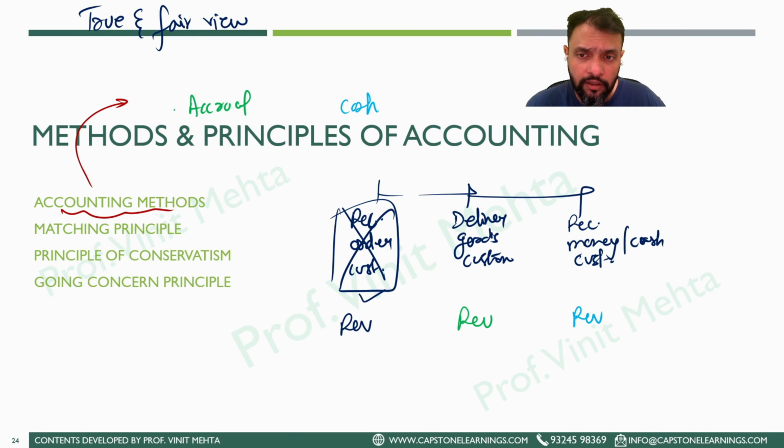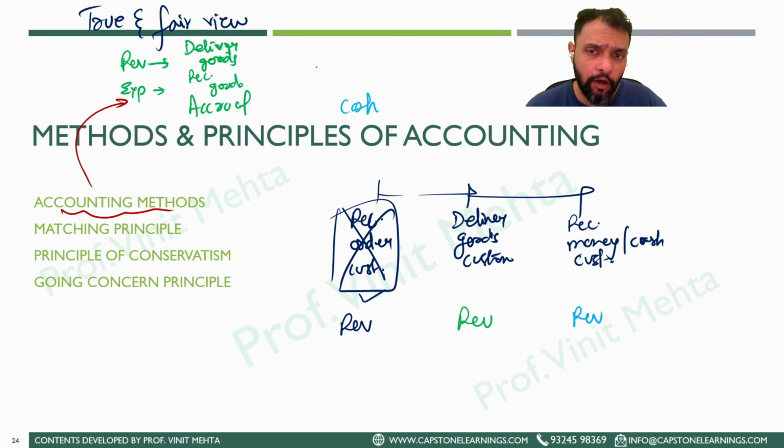So accrual accounting says, listen, you recognize your revenue on the day you deliver the goods or services, whatever it is, not when you receive the money. And expenditure, the day when you receive the goods and services, like raw materials, not when you pay the money to your suppliers. On the other hand, cash accounting is exactly opposite. You recognize revenue on the day you receive the money, and you recognize expenditure on the day you pay the money.